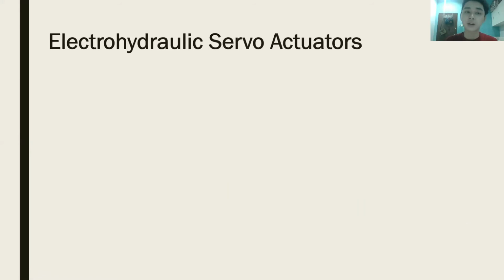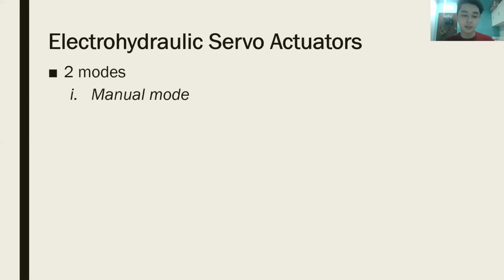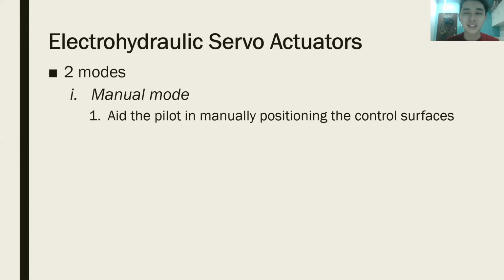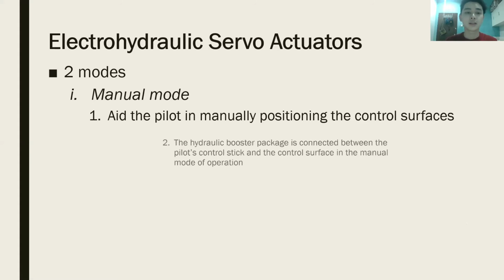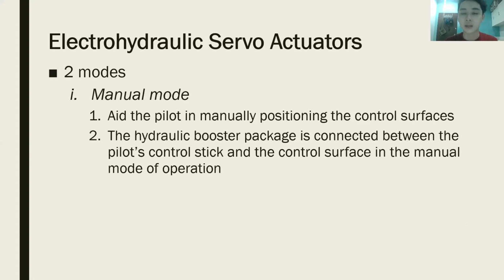For the electro-hydraulic servo actuator, there are two modes: the manual mode and the electric mode, but I will focus on manual mode first. What is it used for? It is to aid the pilot in manually positioning the control surfaces, and also the hydraulic booster package is connected between the pilot's control stick and the control surface in the manual mode of operation.